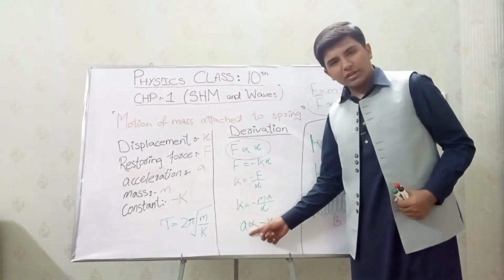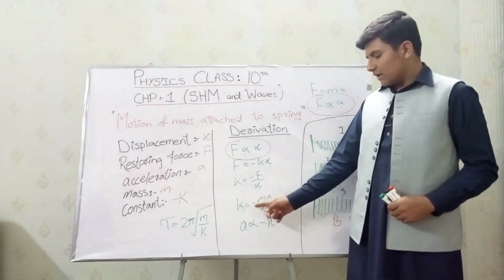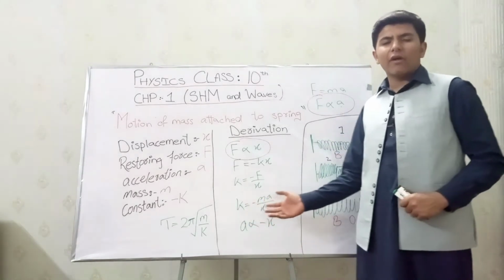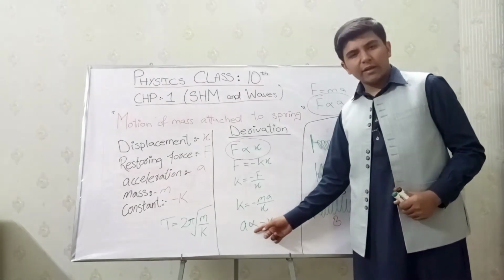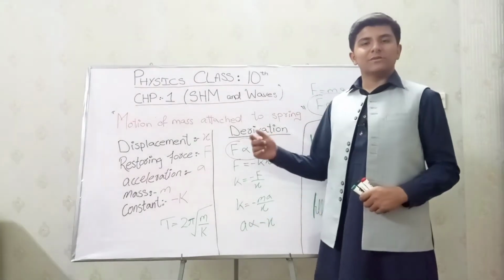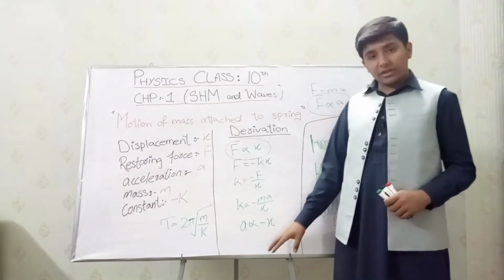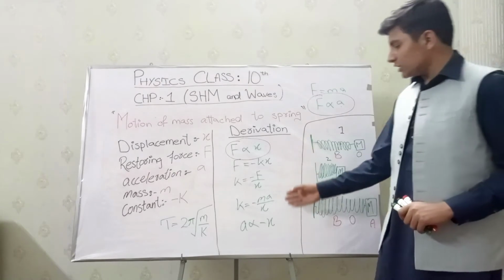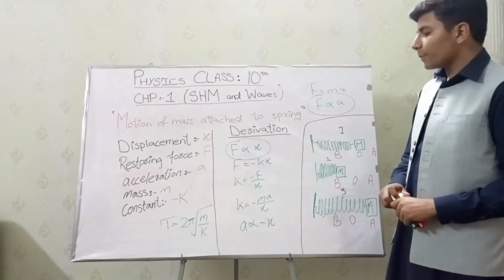that acceleration is directly proportional to minus x, because the minus sign has been used here; I'll tell you why we are using the minus sign. So acceleration is directly proportional to x. If displacement increases, acceleration will also increase, and if the acceleration increases, the displacement will also increase. So this was the derivation, and how the motion of mass attached to spring works.